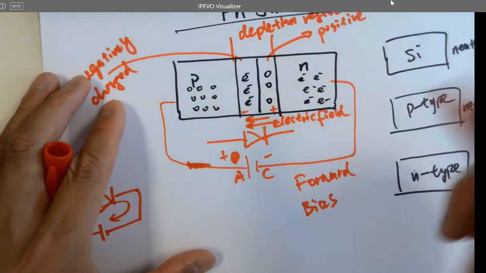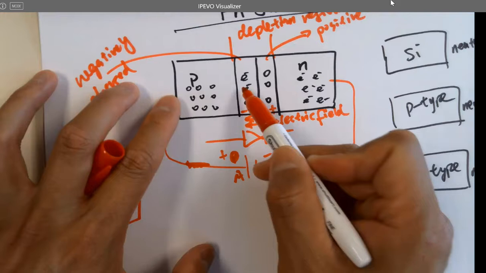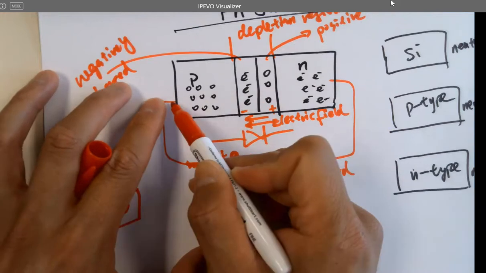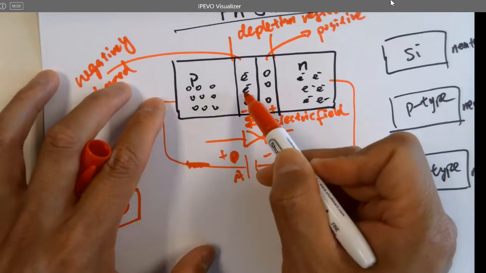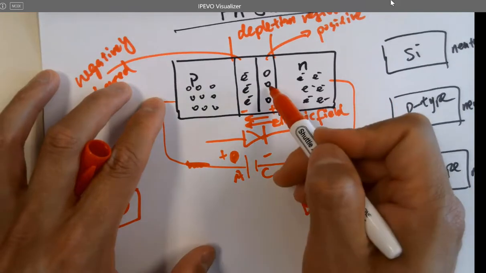Why is that? You have electrons here, and you positively charged this part, so the electrons are going to be attracted to here. So you get fewer electrons, and the depletion region will become thinner. Same for the holes.